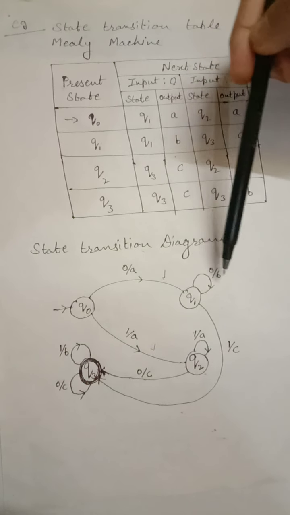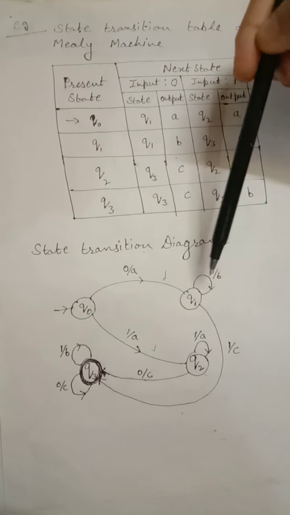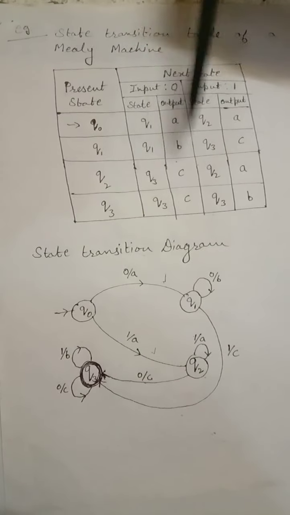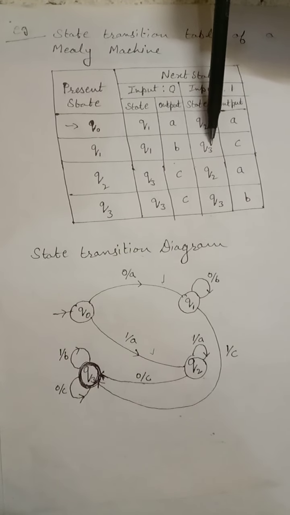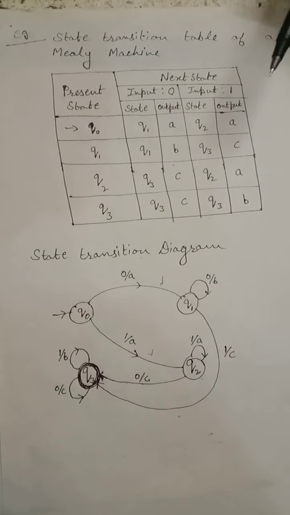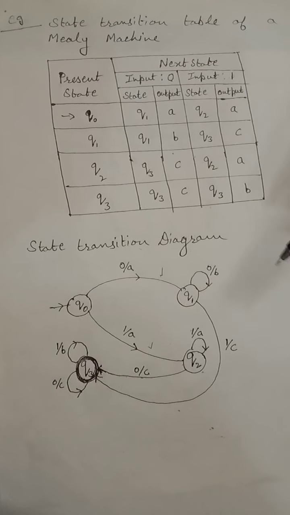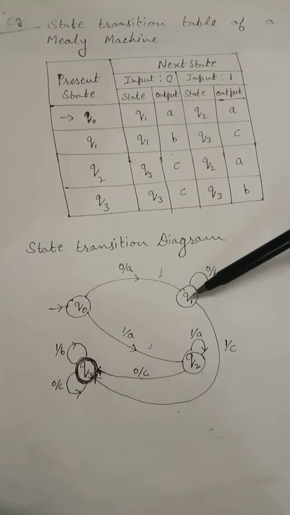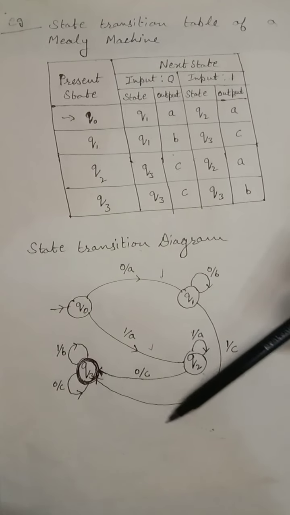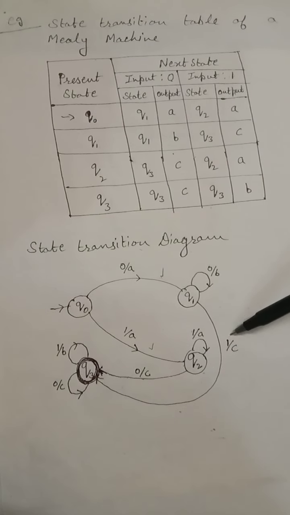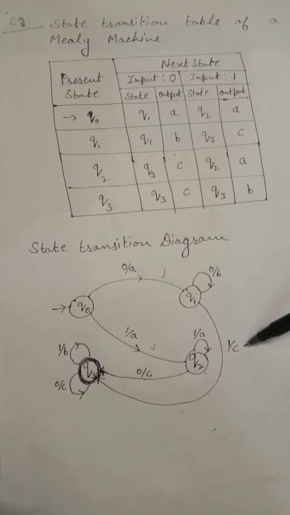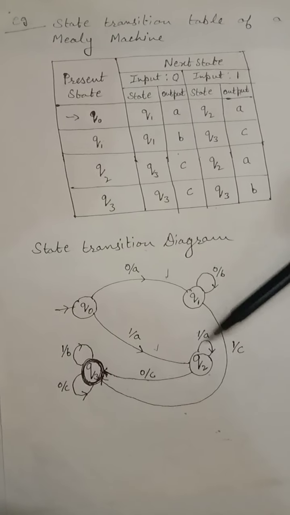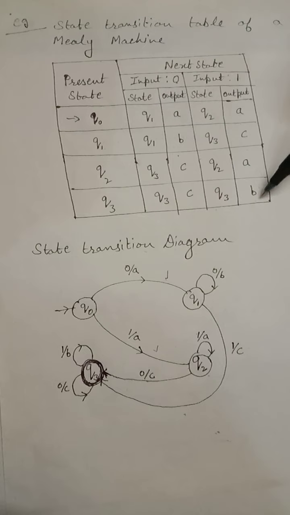The upper part is input and the lower part shows output. With 1 as input, Q1 moves to Q3 with C as output. So Q1 to Q3, 1 as input, C as output. Similarly, you can draw the other transitions also.